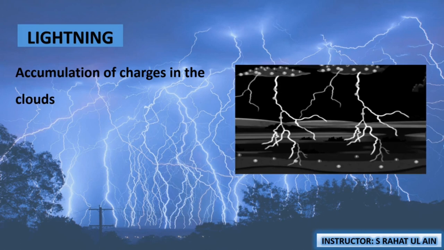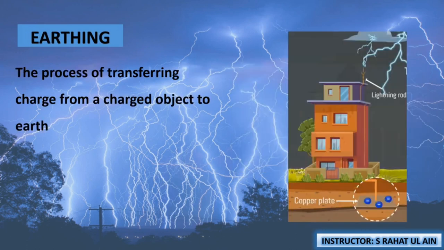If you are big, tall, you have more risk of lightning falling on you. Lightning can fall on houses, buildings, but how do they safeguard themselves? We do earthing. We use lightning rods. They are straight away connected to earth. So earthing is the process of transferring charge from a charged object to earth.